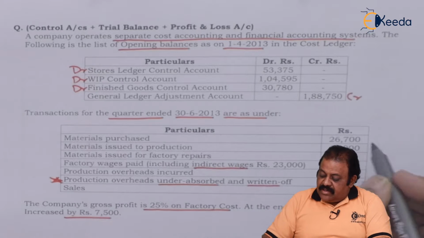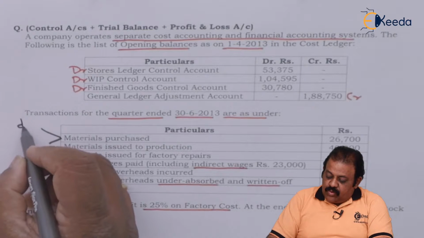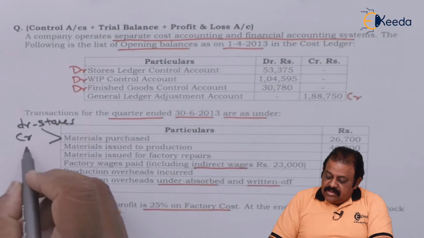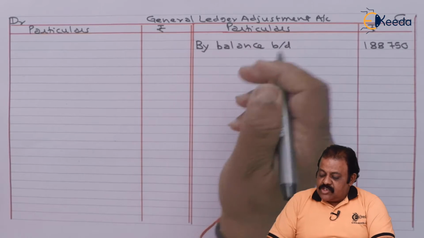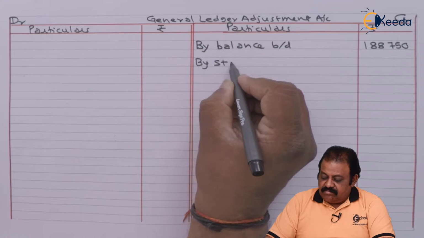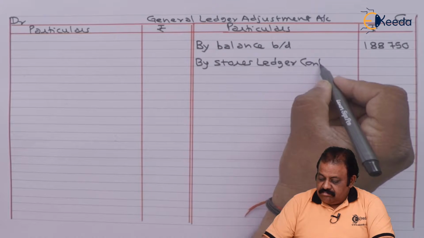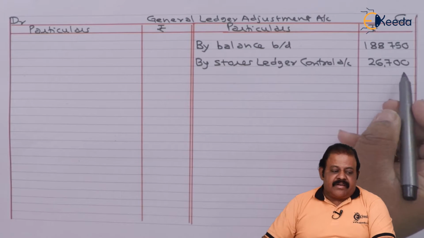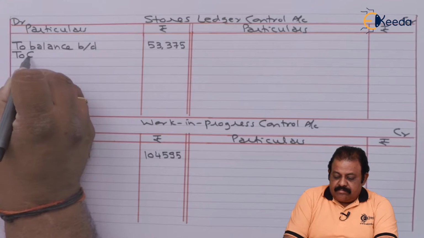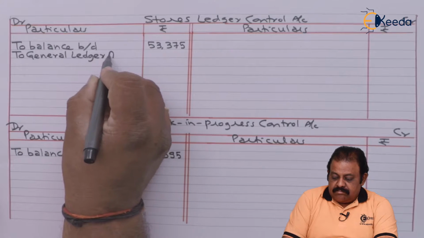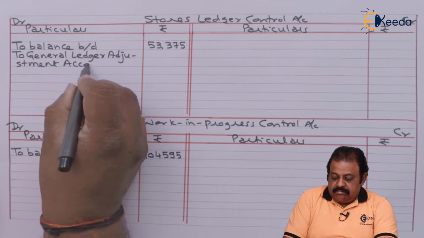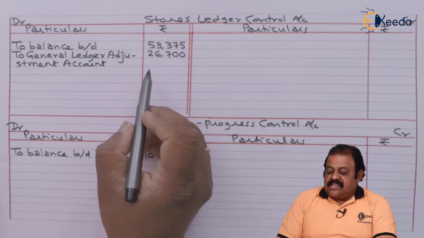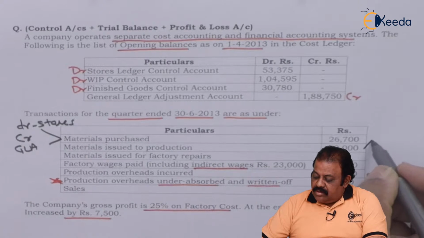Material purchase 26,700. This will be debited to stores ledger control account and credited to general ledger adjustment account. So in the general ledger adjustment account, credit side will be written by stores ledger control account 26,700. Stores ledger control account debit side to general ledger adjustment account 26,700.